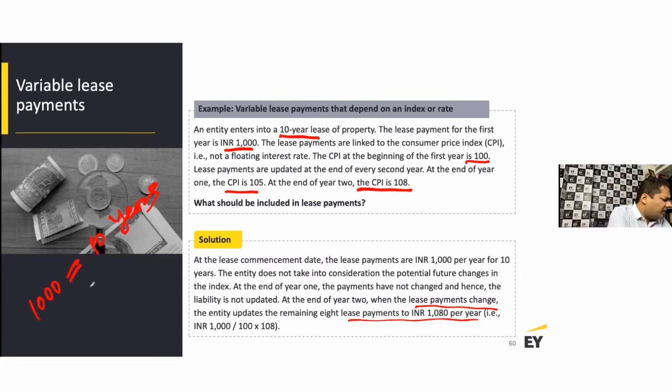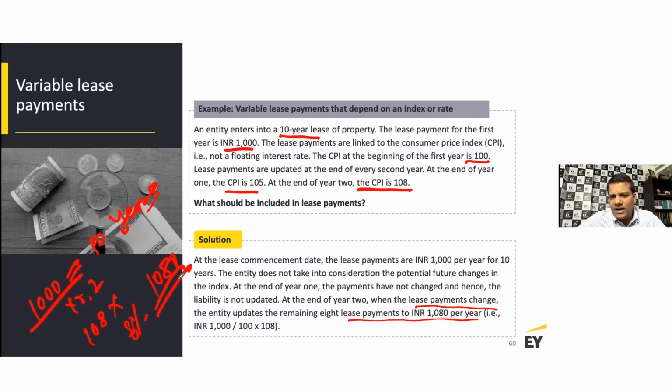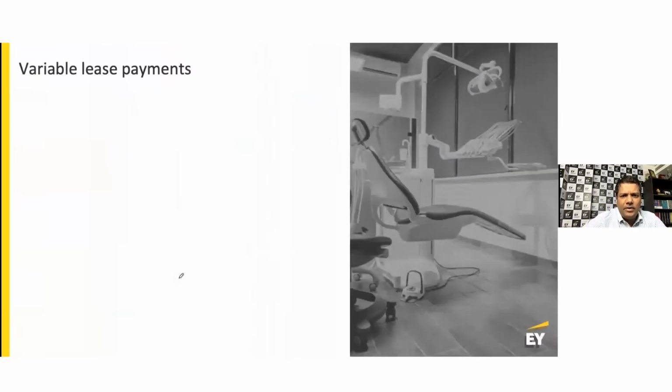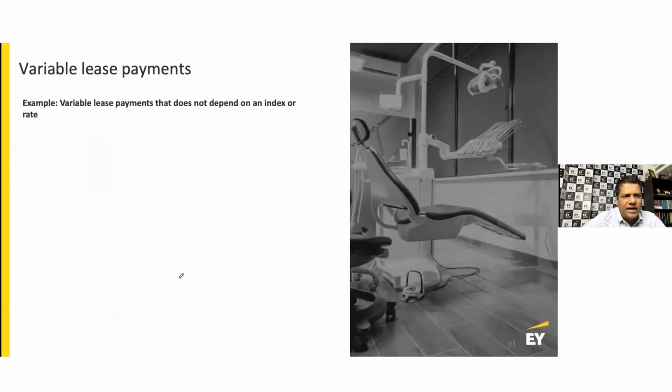So now at the end of year two, for the first 2 years, I made the payment of 1,000 to the lessor. Now it has moved to 108. So I'm going to multiply this by the 8% increase, okay? And that gives me 1,080 from that perspective, all right? So that's how you will do this. Let's look at some more examples.